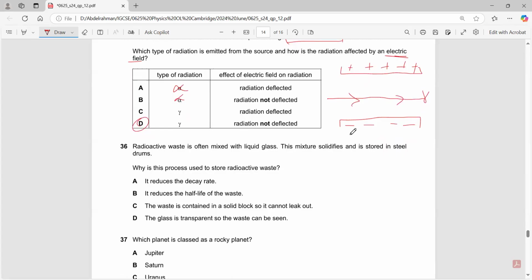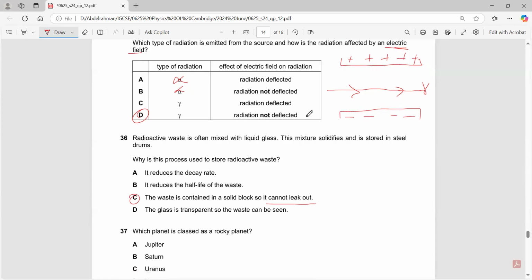Radioactive waste is often mixed with liquid glass. The mixture solidifies and is stored in steel drums. Why is the process used to store radioactive waste? Why do we store the radioactive waste this way? Because it is contained in a solid block so that it cannot leak out. This whole steel drum and the mixture solidifies, so therefore it cannot leak out easily.